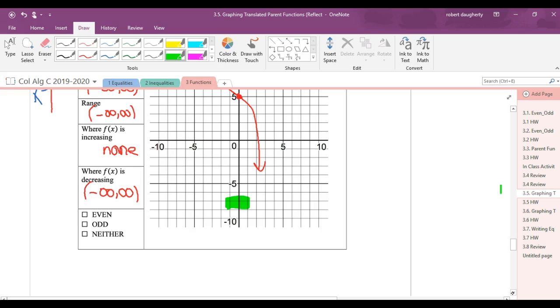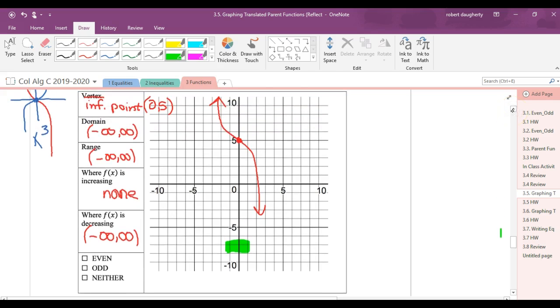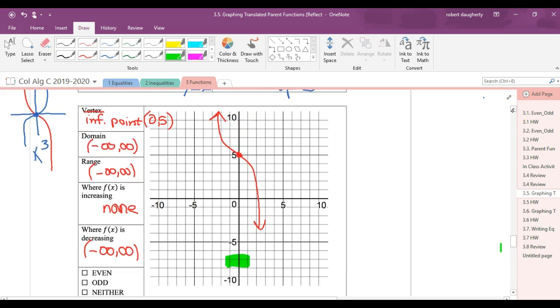Is this one even or odd or neither? It's neither. The original function was odd. The original function in blue was odd, but this one, when you move it up, is not symmetrical. It's not symmetrical about the origin. So this is neither even nor odd.